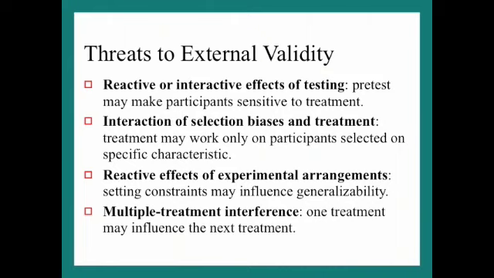Multiple treatment interference is the next threat to external validity. One treatment may influence the next treatment. So if we have a study with multiple treatments, multiple experiments going on with the group, they may interfere with the effect of the outcome, the total outcome at the end. Then that result may not be very generalizable back to any population at all.